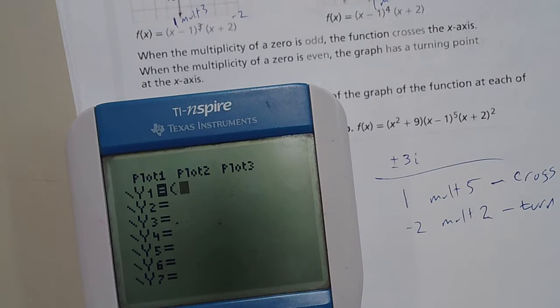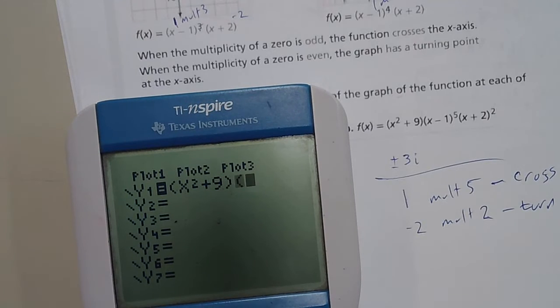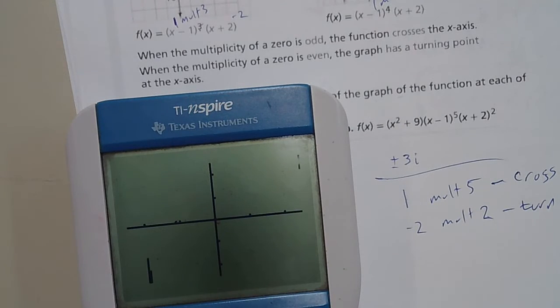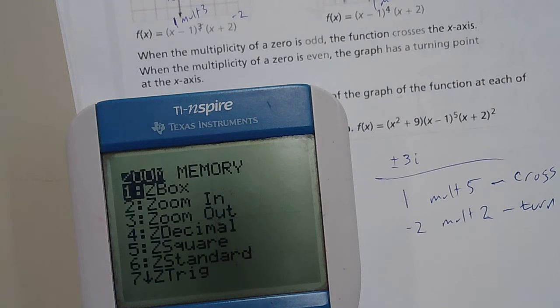All right, so this first part isn't going to show up on the graph. It's just going to move some stuff around, but you're not going to see any zeros from it. But from these ones, the x minus 1, oops, one too many parentheses there, to the 5th, and x plus 2 to the 2nd. And we're all zoomed in, so let's get out of here. Yeah, it kind of shows what we want to see, but let's zoom out.